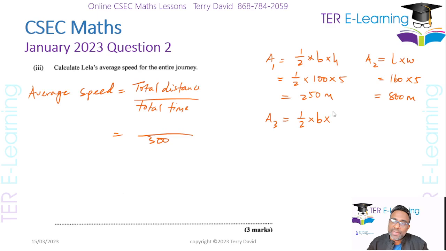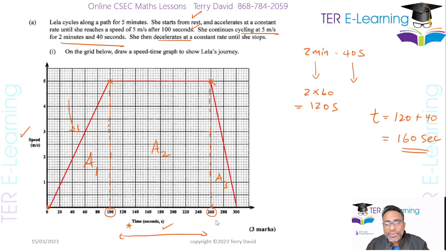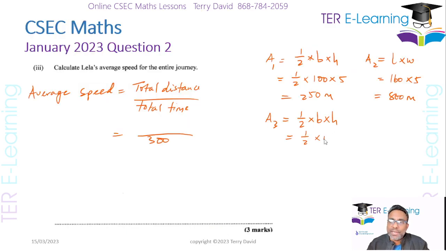And A3 now, we have another triangle, half base by height. So it's going to be a half multiplied by, now the base in this case here, you're going from 260 to 300. So that's a base of 40, right? So it's a half by 40 multiplied by a height of 5. Half of 40 is 20. 20 by 5 is 100, right? So this is 100 meters here.